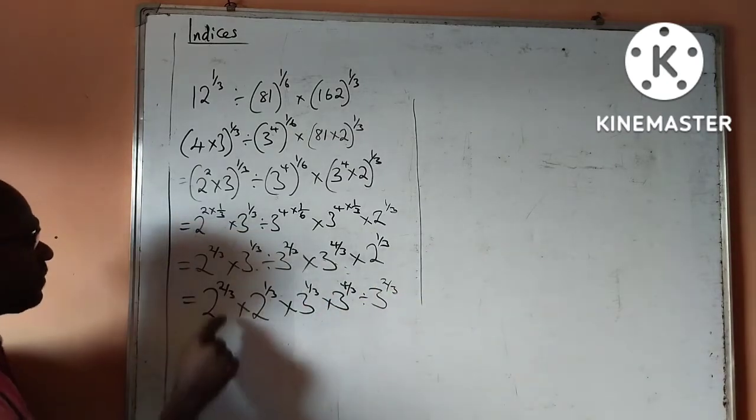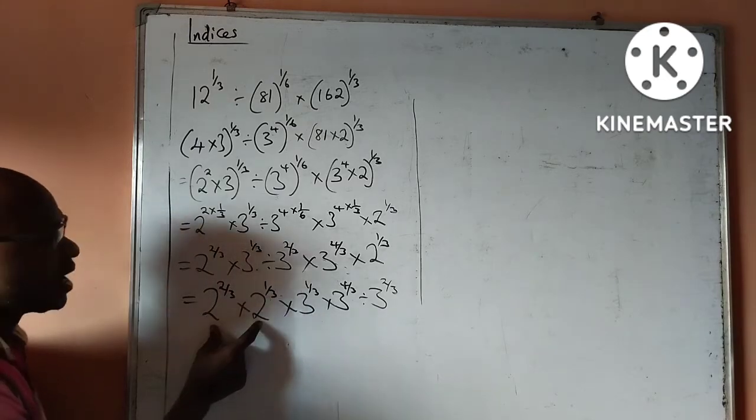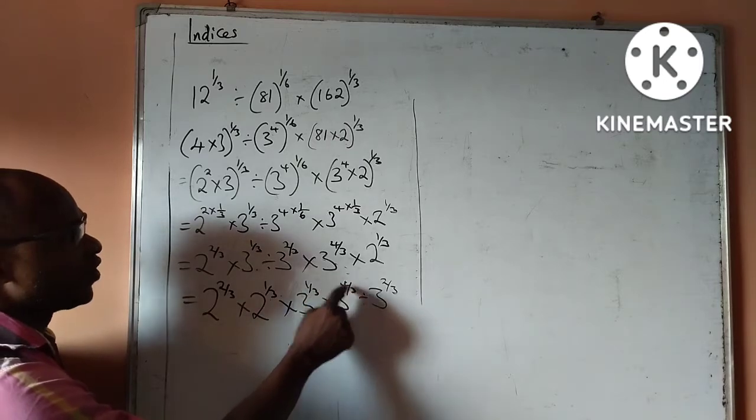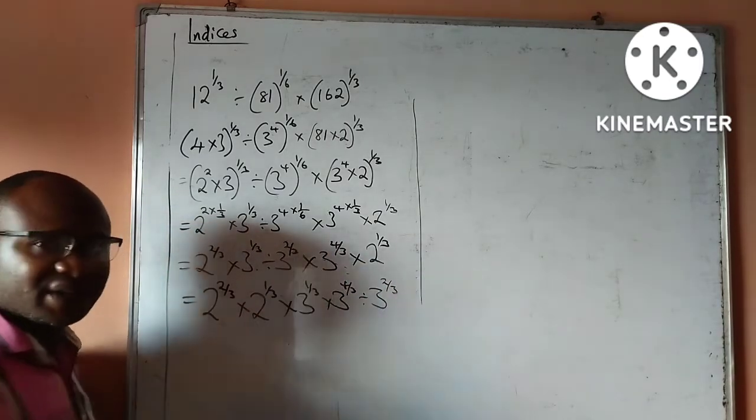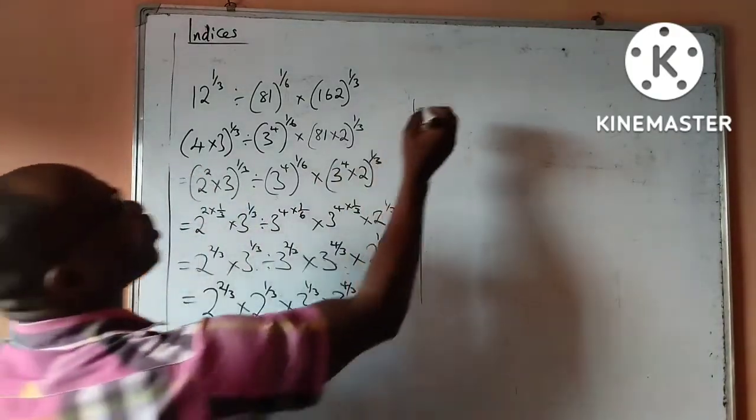So what it means is that I am going to add 2 over 3 and 1 over 3 for base 2. And in the base 3's, I am going to add 1 over 3 and 4 over 3, and then subtract, because of division, my 2 over 3. Alright, to do that, it will now look like this.